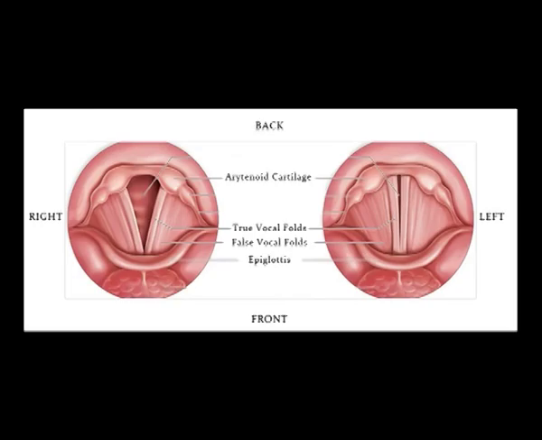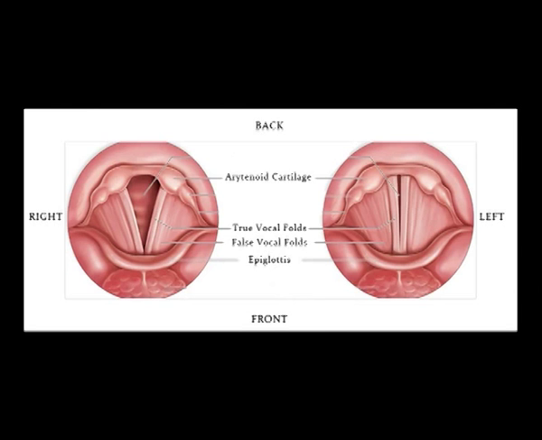First, they can be held tight. When they are held tight, there is no gap between them, and they are held tight to keep food particles from entering the windpipe, the trachea, and they are also held tight in many other situations. The second position is that they are held closely together.